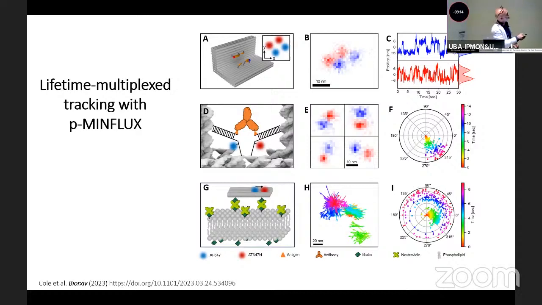This one is very interesting and very nice, I think. Here, this is a work done with Philip Tinnefeld, by the way. The group of Tinnefeld is expert on building this kind of DNA origami structures, and so they're really wonderful systems.